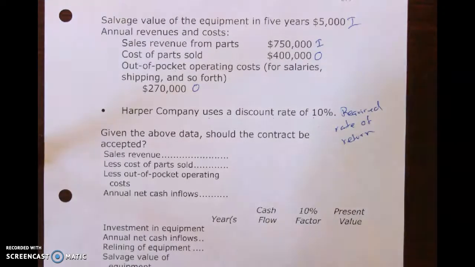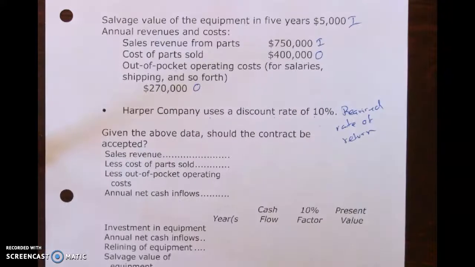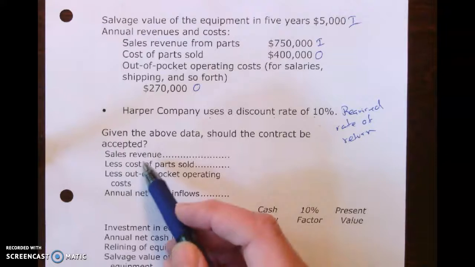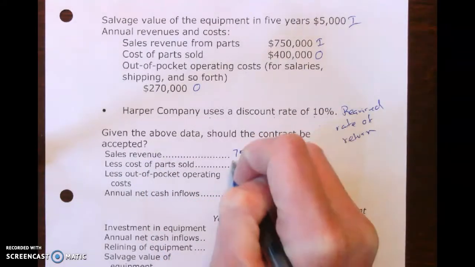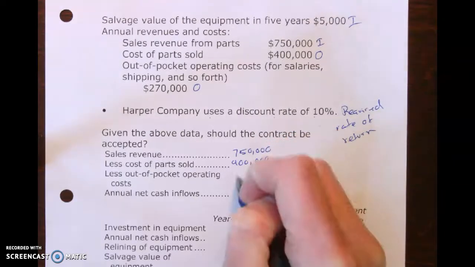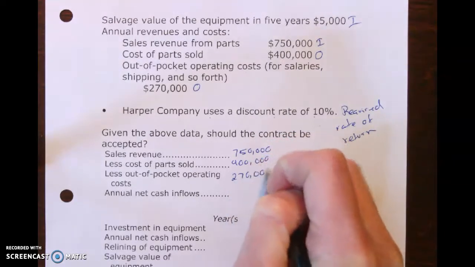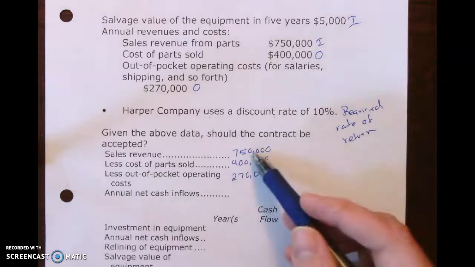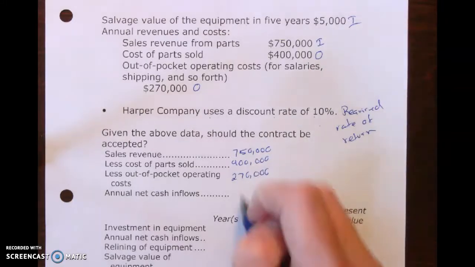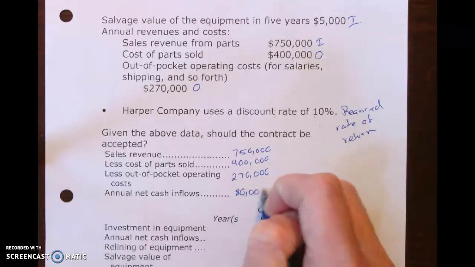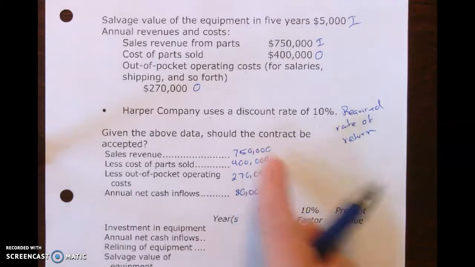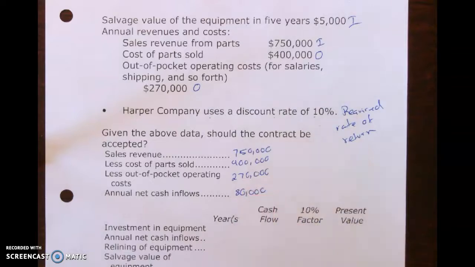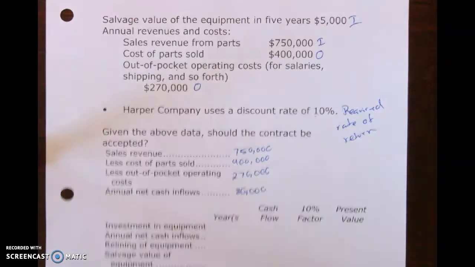So when we look at this, we say, should the contract be accepted? And that's what we're going to try to solve right now. So what we have is our sales revenue of $750 up above. We have the cost of our parts sold, and then we have our shipping costs at $270. And so we can take our revenue minus our costs, and what this gives us is our $80,000, which is our annual net cash inflows. We take our cash inflows minus our cash outflows on a yearly basis, and we get $80,000, okay?